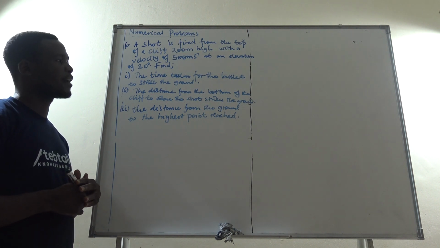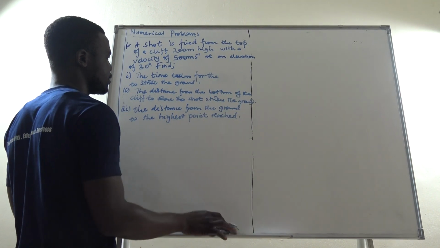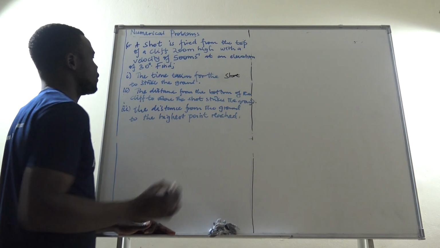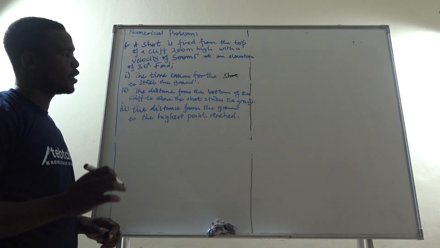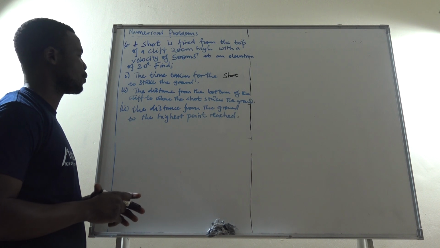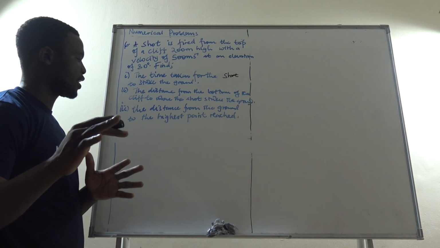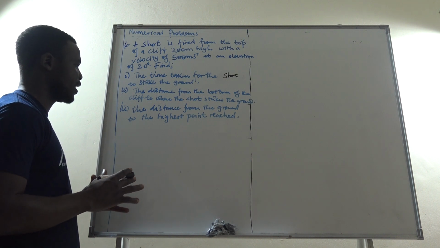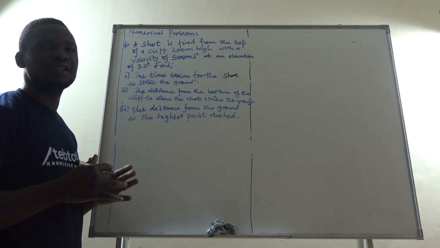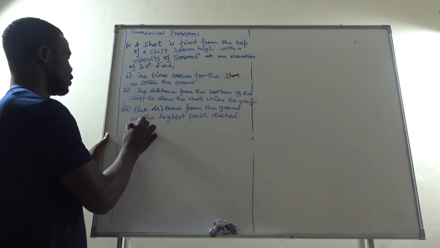Find, Roman 1, the time taken for the shot. It shouldn't be bullets, they said shot. Find the time taken for the shot to strike the ground. 2, the distance from the bottom of the cliff to where the shot strikes the ground. 3, the distance from the ground to the highest point reached. So let's look at the solution.